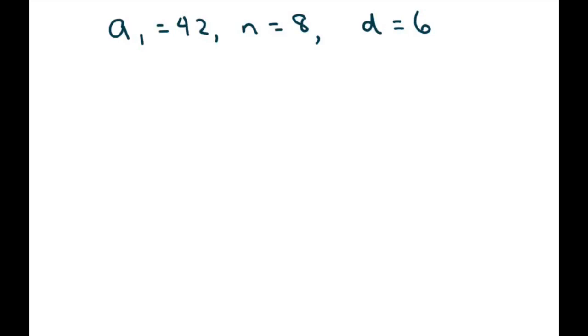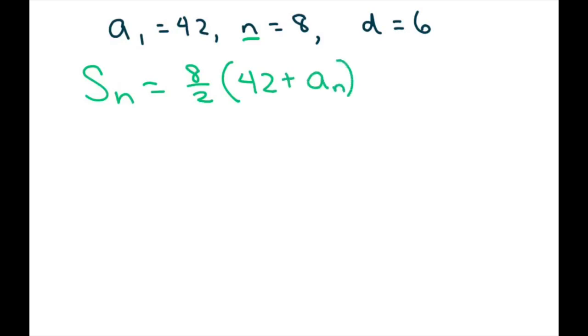And then we do this one. So I write the formula down. Our n is 8 divided by 2. Our first term is 42. And lo and behold, we do not have our last term. So what I do to get this last term here is I use my first formula and find out what it is. This is the nth term I'm looking for, or the last term.